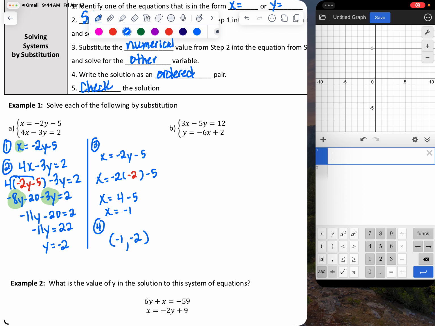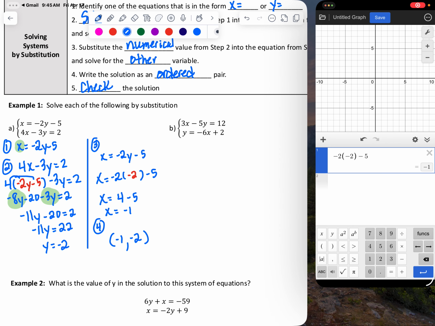Now, in step 5, we're going to check the solution. I'm going to check the solution on my calculator. I'm not going to write out my check step. Your teacher may require you to write it out. If they do, then feel free to write it out. So, in my top equation, we have x is equal to negative 2y minus 5. So I'm going to put negative 2 times the value we got for y, which was also negative 2, and then minus 5. And this should equal negative 1.